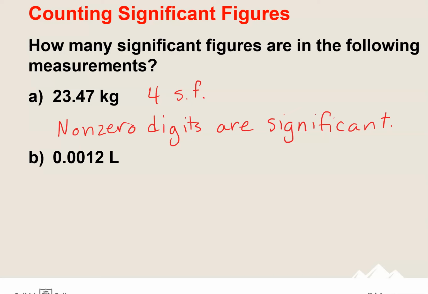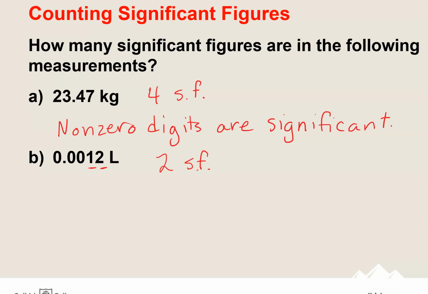I'm going to pause and you're going to figure out how many significant figures are in that number. Remember, that means how many digits were measured. I see 2 significant figures there, the 1 and the 2. Those zeros at the beginning are only placeholders.